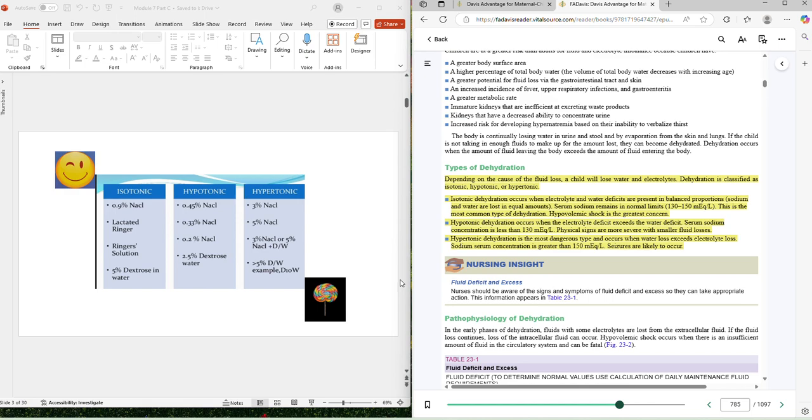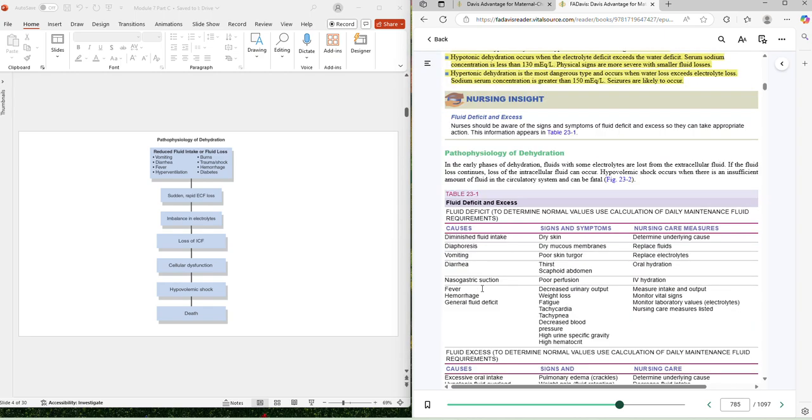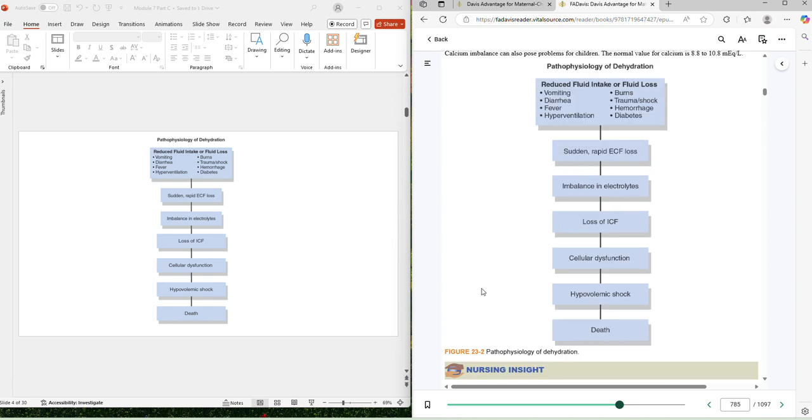All right, moving along. This is in your book on page 786. It's just the pathophysiology of dehydration. Of course, you start with the fluid loss. How did they lose it? Vomiting, diarrhea, fever, hyperventilation, burns. Hypovolemic shock, hemorrhage, diabetes, and then it goes on to get worse from there. So make sure you understand that. That's there in your book.